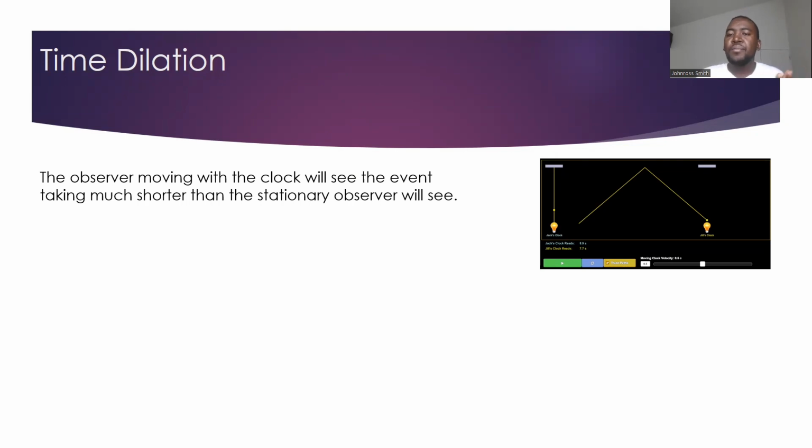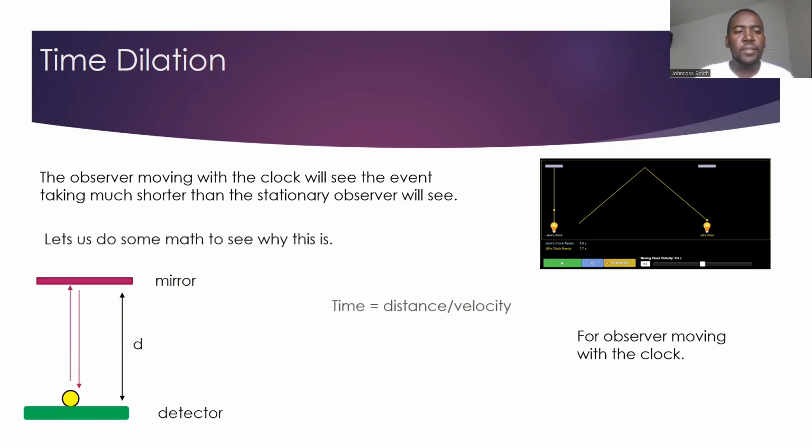The distance traveled, between the stationary observer and the moving observer, has a big difference. For the person moving with the light, the distance would be going to the mirror and coming back. So in this case, it would just be 2d, as the distance going and coming back, and the speed would be c, the speed of light. Hence we get a time of 2d over c.